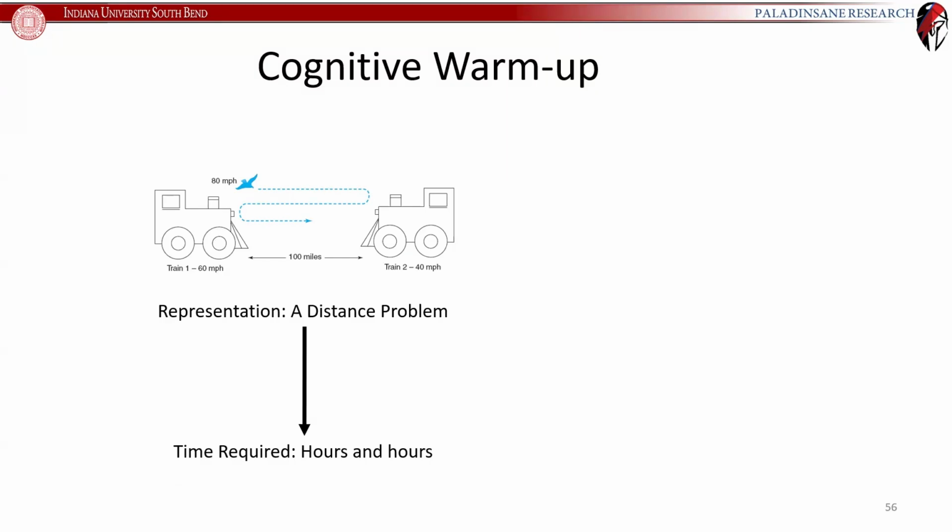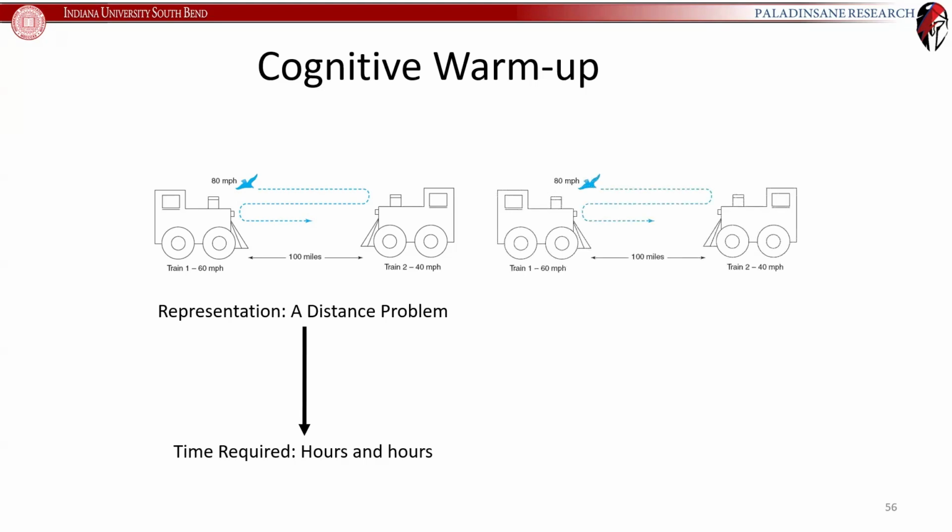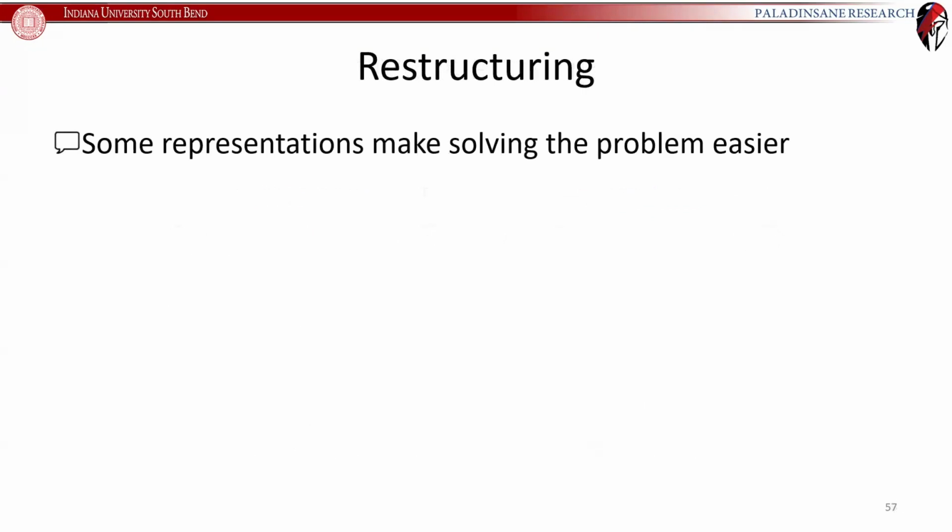However, if during that time you were unable to solve that problem, you restructured your representation. You went back to the representation of the problem and said, you know what, I need to change this representation. Let me think of it as a time problem. Then all of a sudden you realize that these two trains are going to collide in exactly 1 hour. The bird flies at 80 miles an hour, hence the bird is going to fly 80 miles, and the time required is seconds in order to solve this. So that's the idea of restructuring. Again, some representations make problem solving easier.